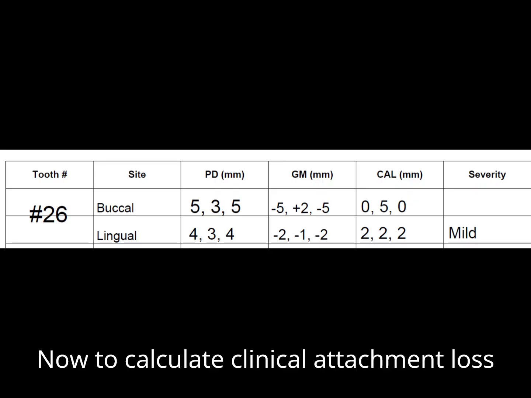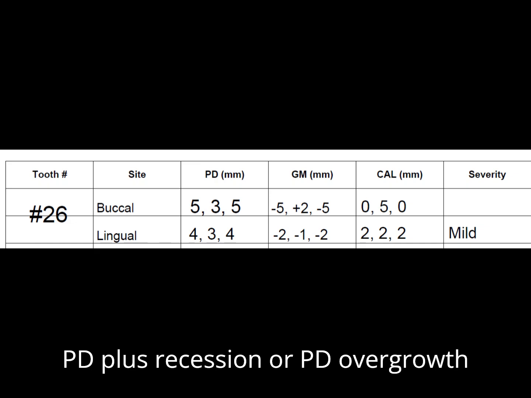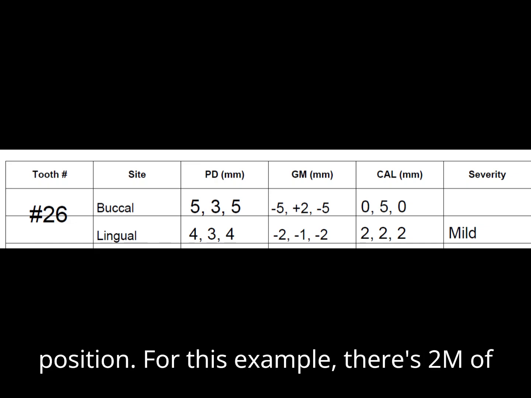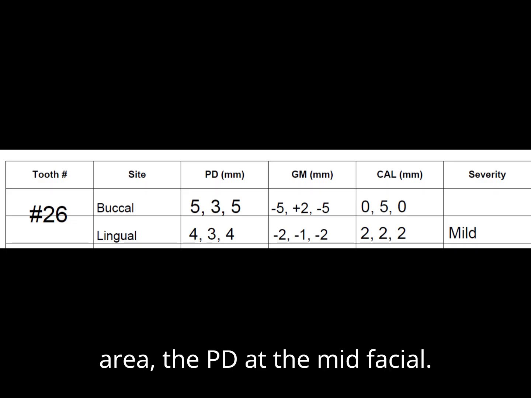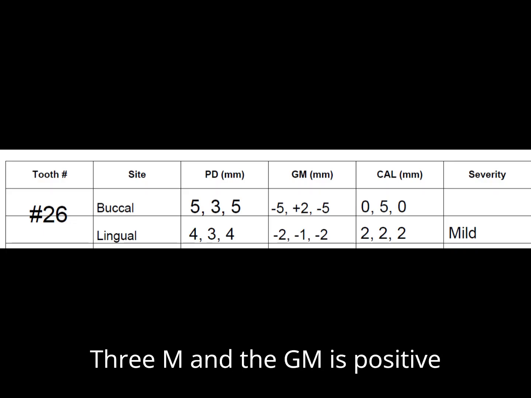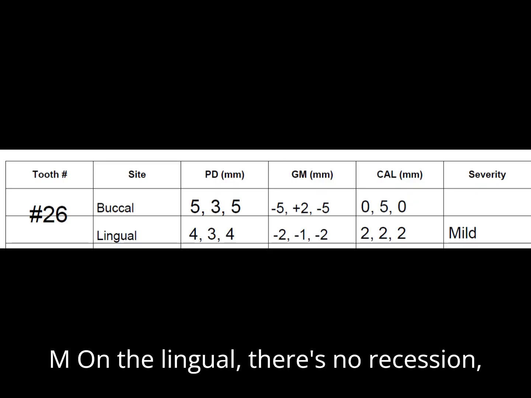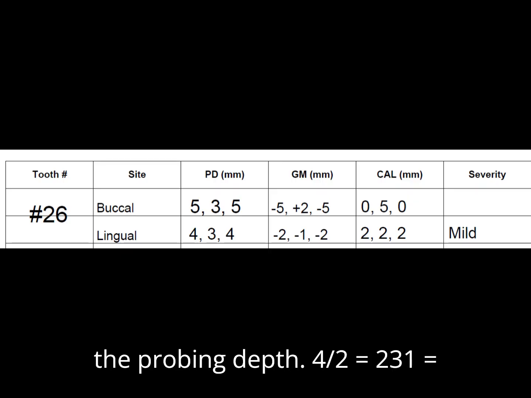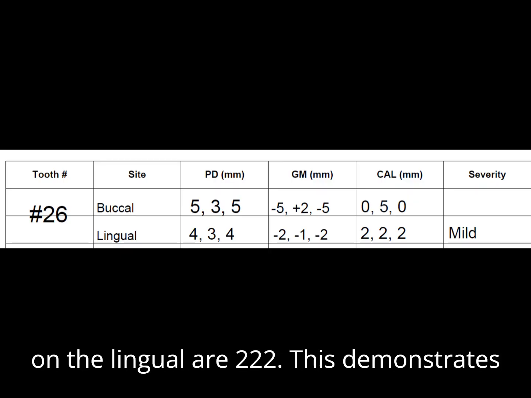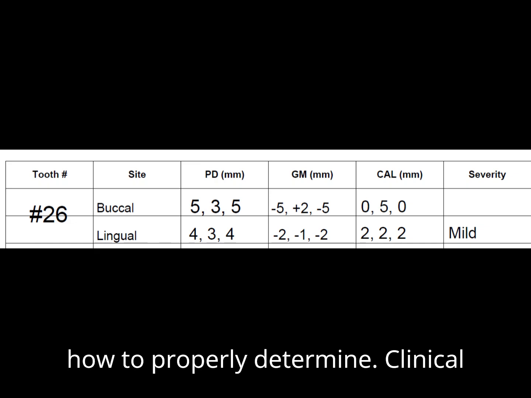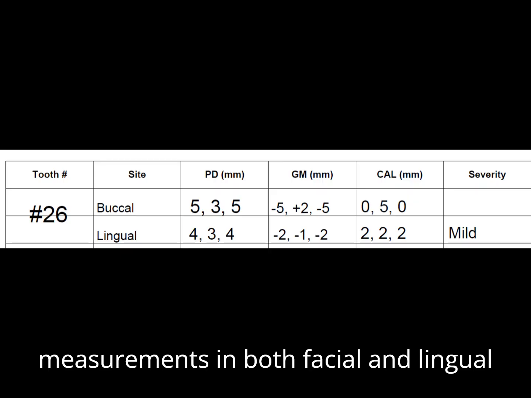now to calculate clinical attachment loss, CAL, we apply the formula CAL equals PD plus recession, or PD minus overgrowth, depending on the gingival margin position. For this example, there's 2 mm of gingival recession on the midfacial area. The PD at the midfacial is 3 mm and the GM is positive, plus 2 mm, giving a CAL of 5 mm. On the lingual, there's no recession, so we subtract the gingival margin from the probing depth. 4 minus 2 equals 2, 3 minus 1 equals 2, 4 minus 2 equals 2. Therefore, the CAL values on the lingual are 2, 2, 2. This demonstrates how to properly determine clinical attachment loss, CAL, and accurately record measurements in both facial and lingual areas.